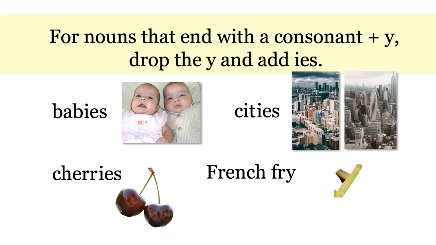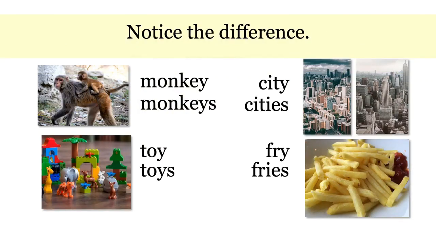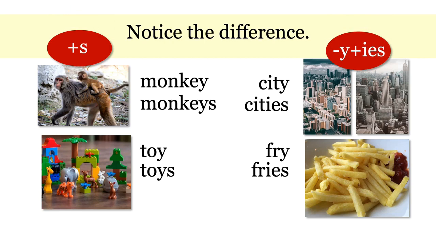Finally, here is 1 French fry. If we want more than 1, we need to drop that Y and add IES. And now we have many French fries. Notice the difference. All of these nouns end with Y, but for these, we just add S, and for these, we drop the Y and add IES.